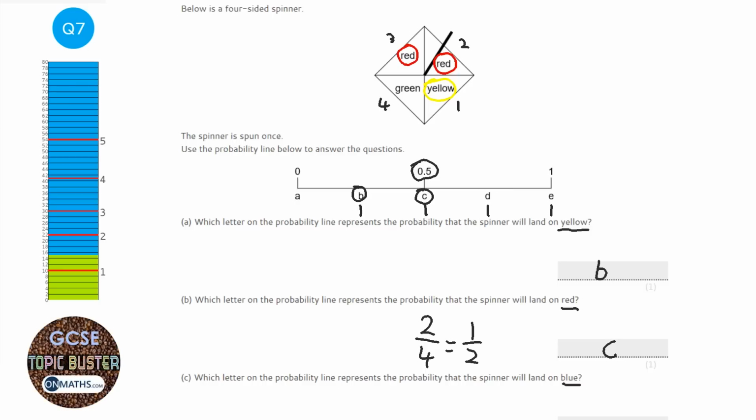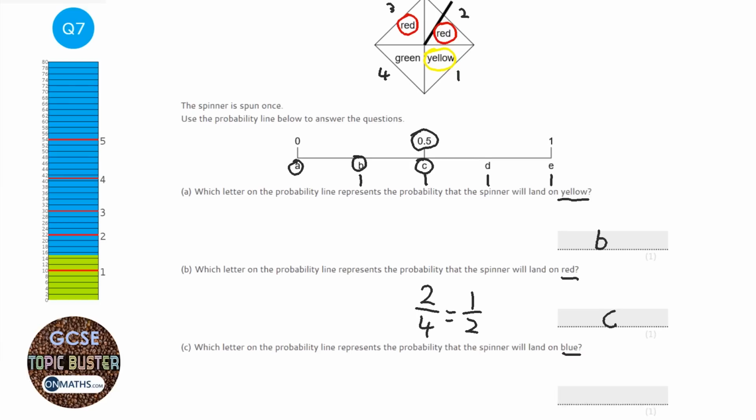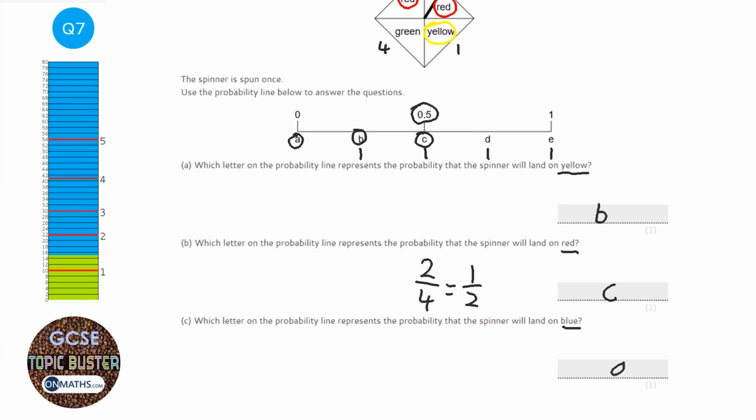What letter on the probability line represents the probability it will land on a blue? Well, there aren't any blues on there. So however many times you spin it, it will never land on a blue. And in probability, we mark that with a 0. So it's going to be A.